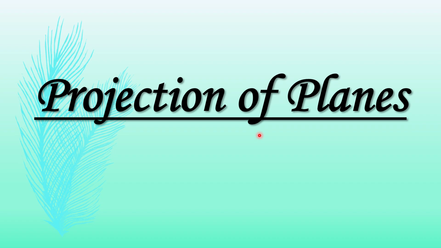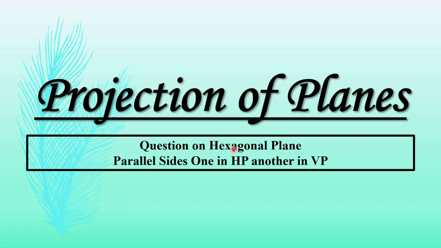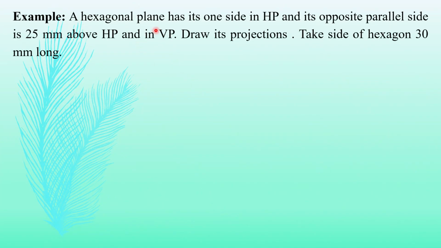In today's video, we will discuss a question on projection of plates which was asked in a university examination in the year 2022. The question was given on a hexagonal plane in such a way that the two parallel sides of this hexagonal plane, one was in HP and another one was in VP. This is the question, which states: a hexagonal plane has its one side in HP and its opposite side is 25 mm above HP and in VP. Draw its projections. Take side of hexagon 30 mm long.